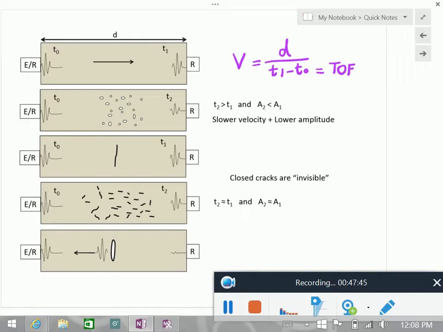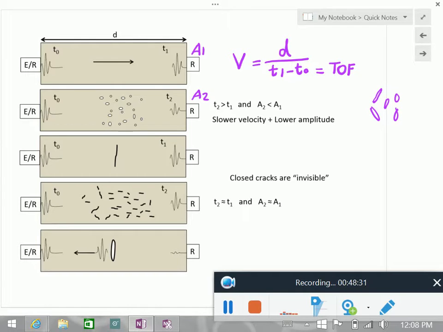Now, if we have a collection of pores, some small pores like that, or it could be also a lot of small cracks, then what happens is that the velocity slows down. So your arrival time t2 will be larger than t1, correct? And then the amplitude also becomes smaller. So if the amplitude here was a1, here is a2. a2 would be smaller than a1. And the reason is pretty much the scattering, because these kinds of pores can scatter the wave quite a bit.